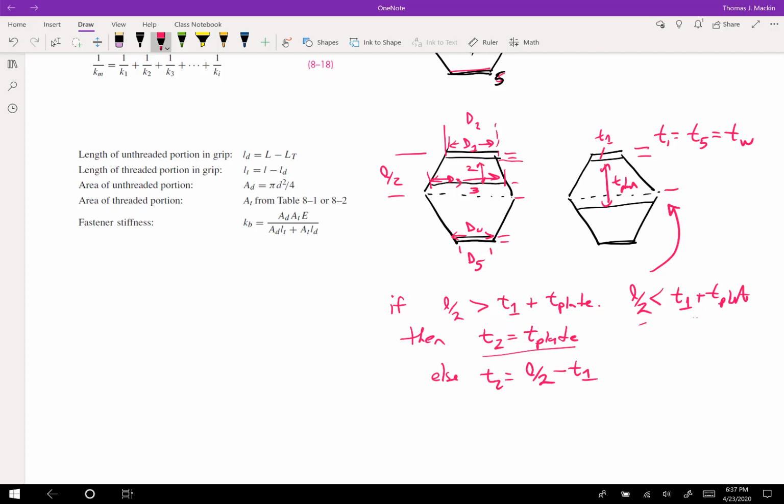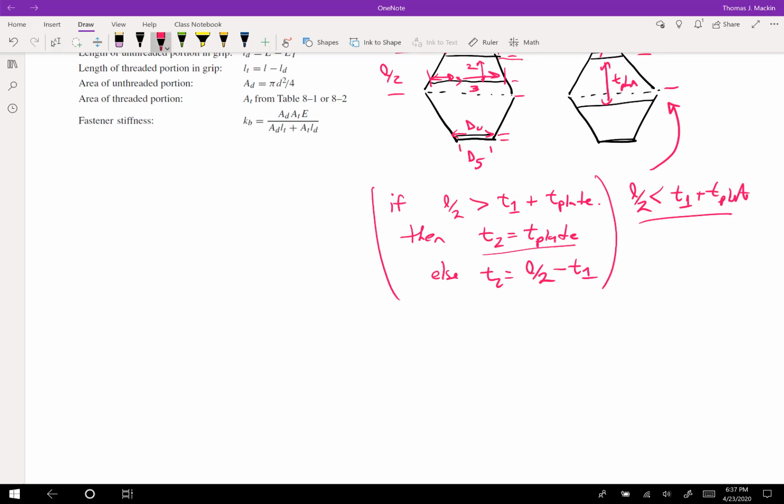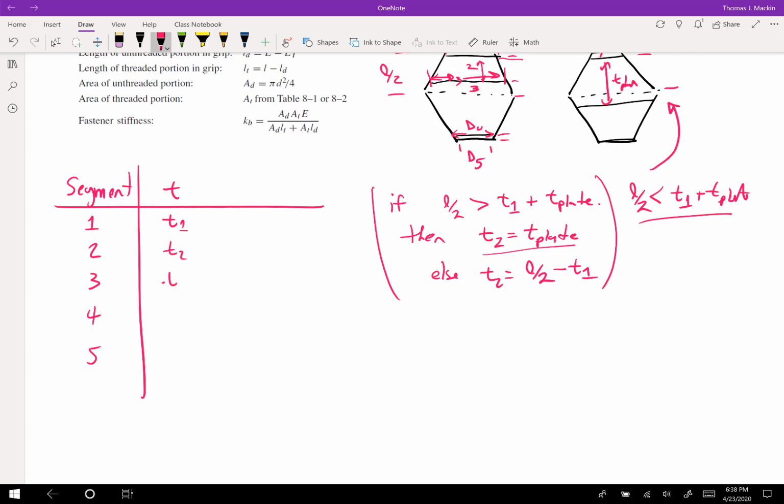So that is this condition here. So there's your if-then statement for assigning the thickness. So we get the thicknesses, and we're going to put our segment list here. We're going to put our thicknesses. So our segments are 1, 2, 3, 4, and 5. Our thicknesses are T1, T2, T3, T4, and T5.